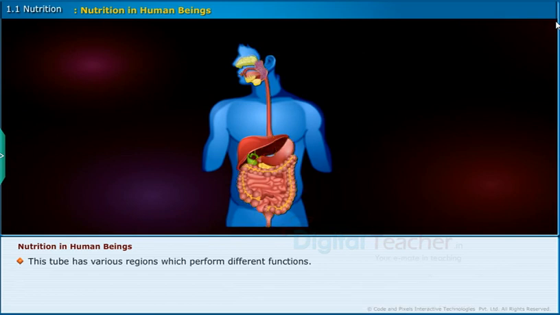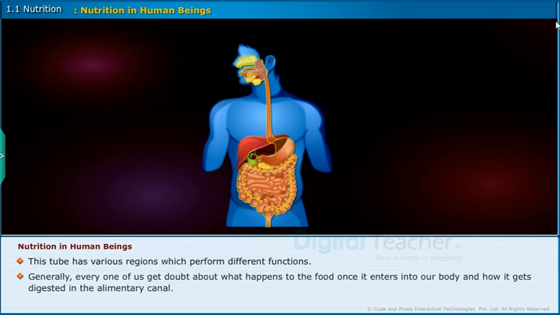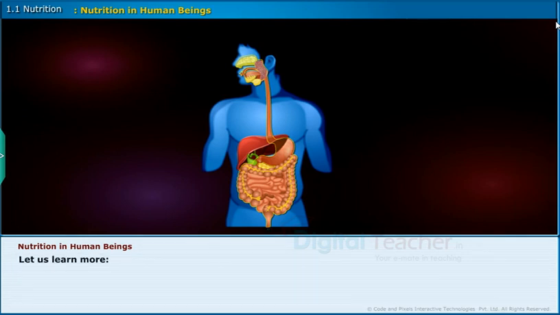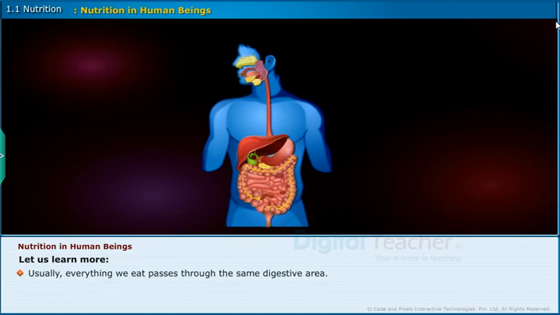This tube has various regions which perform different functions. Generally, every one of us gets doubt about what happens to the food once it enters into our body and how it gets digested in the alimentary canal. Let us learn more. Usually, everything we eat passes through the same digestive area. The process of taking food into the body is called ingestion.